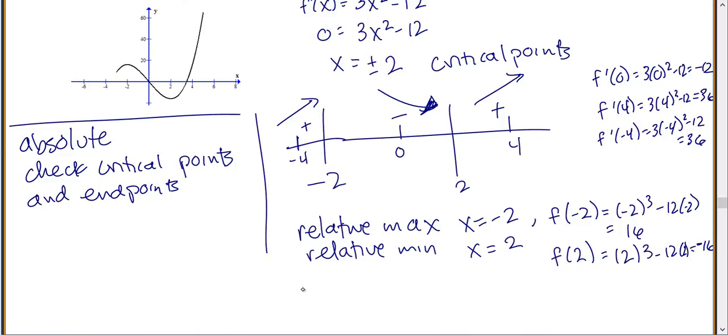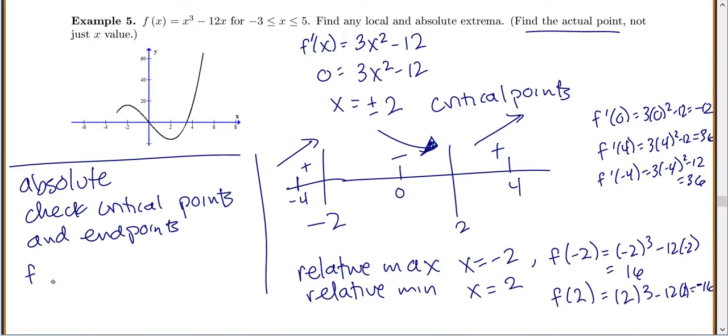And you also plug in your endpoints. So our endpoints are what? Negative 3 and 5. So f of negative 3 and f of 5. So let's plug those in. Okay. So we found that f of negative 3 will be 9, and f of 5 will be 65. We know what our values are for our relative max and min.